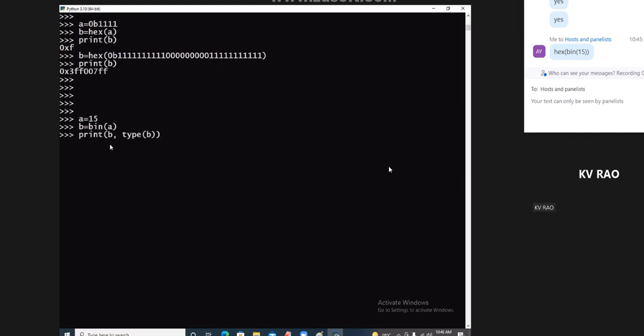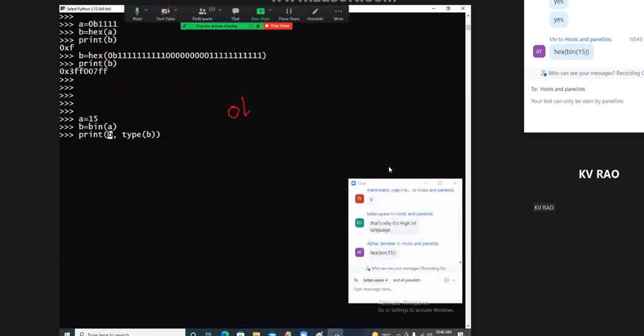It is going to print B, which is in binary format. Binary format means what will it print? 0b1111. All of you listen, not int type. Please, students, these are the digits. Digit plus a digit. There is a special symbol there.